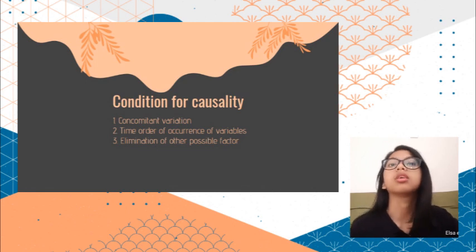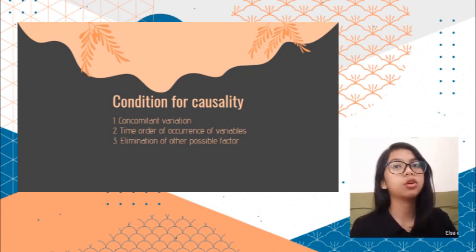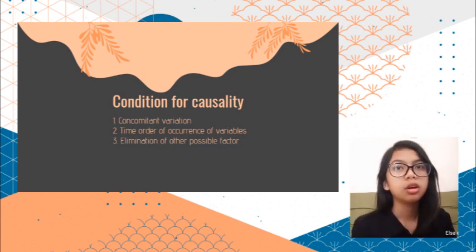Conditions for causality. There are three items in the conditions for causality. The first one is concomitant variation. The second is time order of occurrence of variables. The third is elimination of other possible factors.